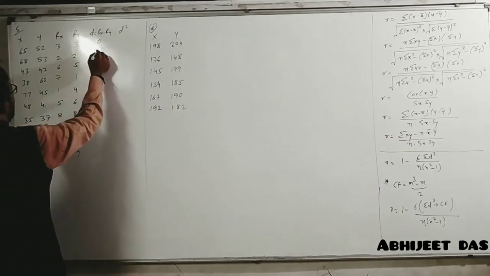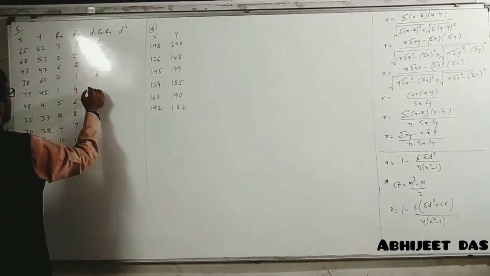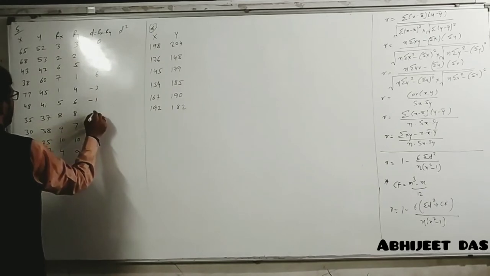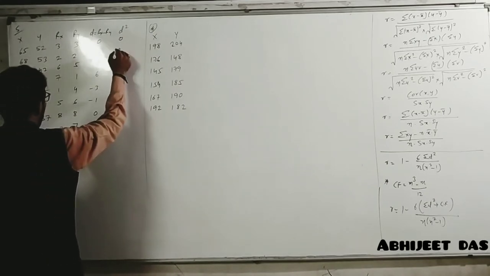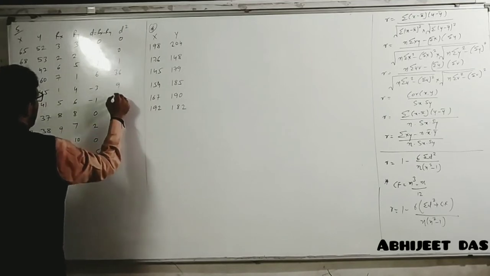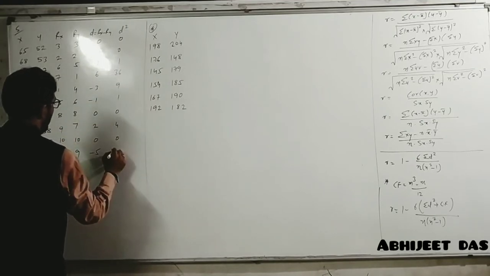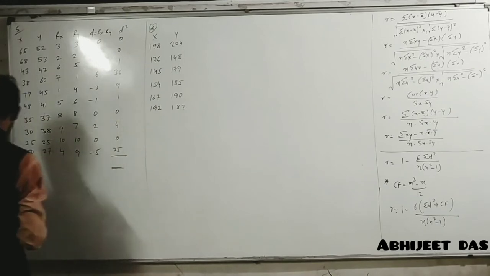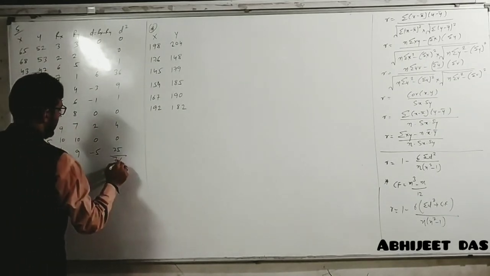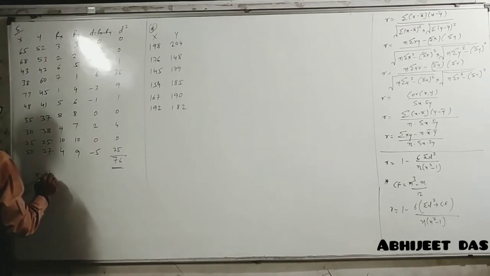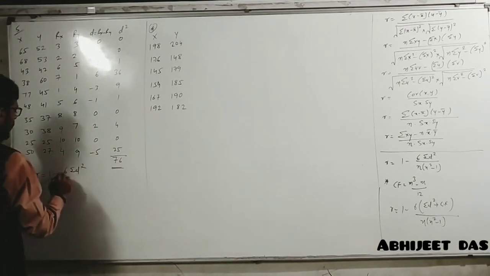Difference: 0, 0, 1, 6, minus 3, minus 1, 0, 2, 0, minus 1. Square: 0, 0, 1, 36, 9, 1, 0, 4, 0, 25. Adding these numbers, we get a total of 76. R equals 1 minus 6 sigma d square upon n cube minus n.